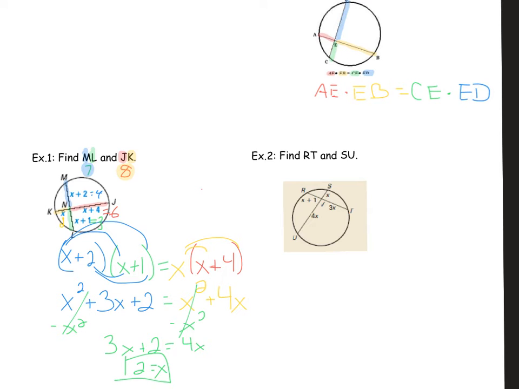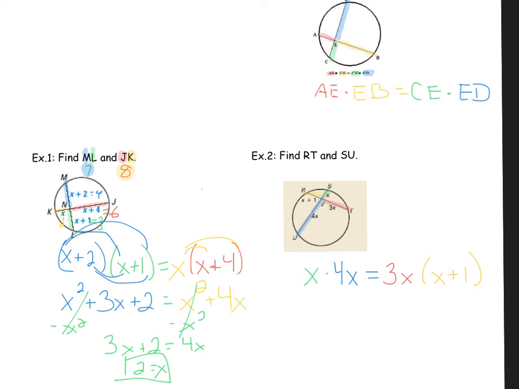Example 2. Again, I'm going to highlight each segment of the chord in a different color just so we can kind of see where we're getting our numbers from and what kind of goes with what here. So because these chords intersect on the inside, I know I need to multiply each piece together. So I know that x, I'm going to have to multiply by 4x. And I know that 3x, I'm going to have to multiply by x plus 1. And then again, go through the algebra.